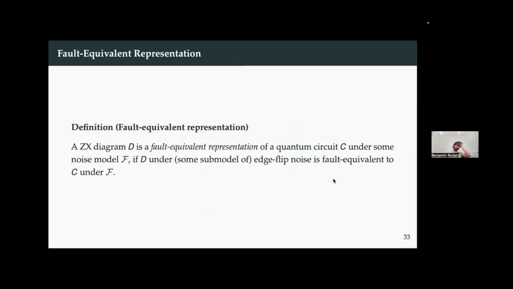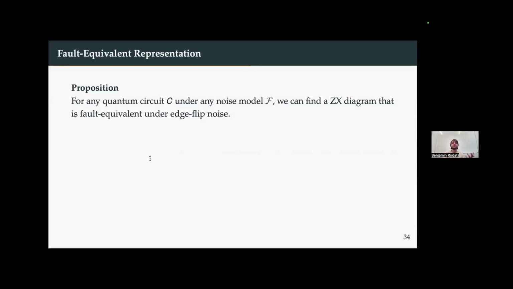So let's start with the first part, the equivalence between ZX diagrams and quantum circuits. We say a ZX diagram is a fault equivalent representation of some quantum circuit if the two are, well, fault equivalent. I feel like I'm saying the word fault equivalent a lot, but that's the central concept here that everything revolves around. And this can generally be quite hard because we have arbitrary noise models, for example circuit level noise, where we have potentially entangled faults. And then on the other hand, on ZX diagrams, we only have individual edge flips as our atomic faults.